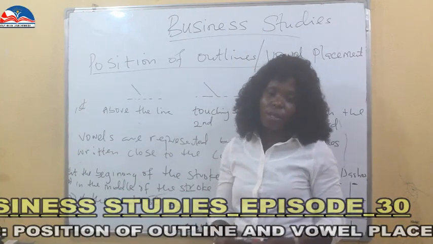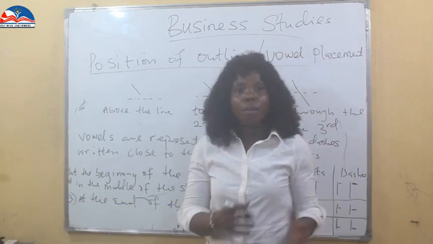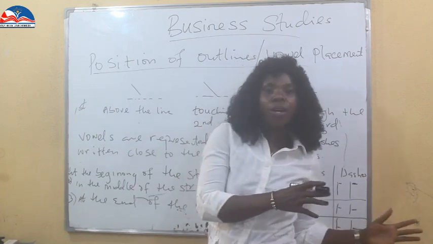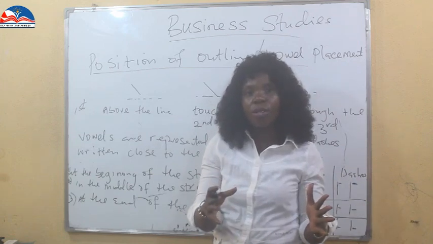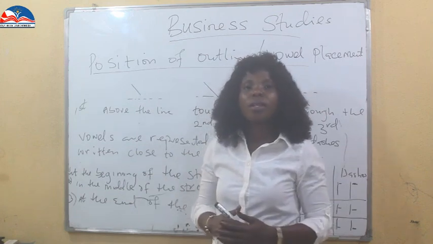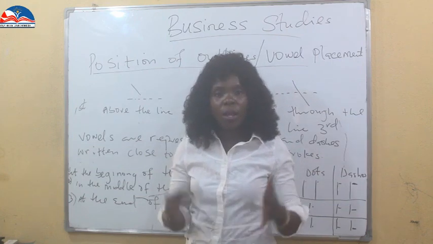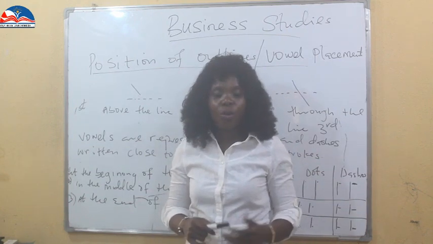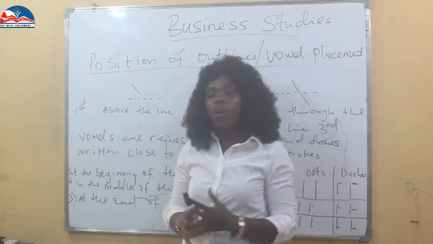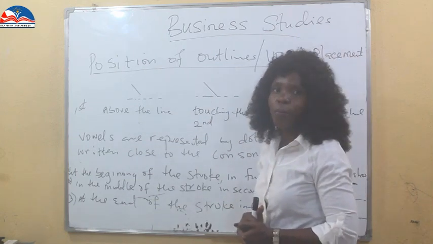We are still on the section of our shorthand classes in our business studies. Remember I told you our business study is subdivided into different areas. You have your economics section, your commerce section, your accounting section, your shorthand section, and others. For the past 4 classes, we've been dealing with our shorthand section. We've taken the first set of consonants, the second set, and the third set. Today we are looking at position of outline and vowel placement.